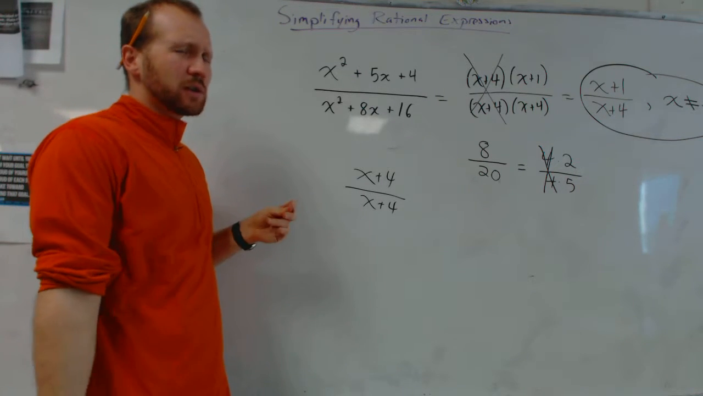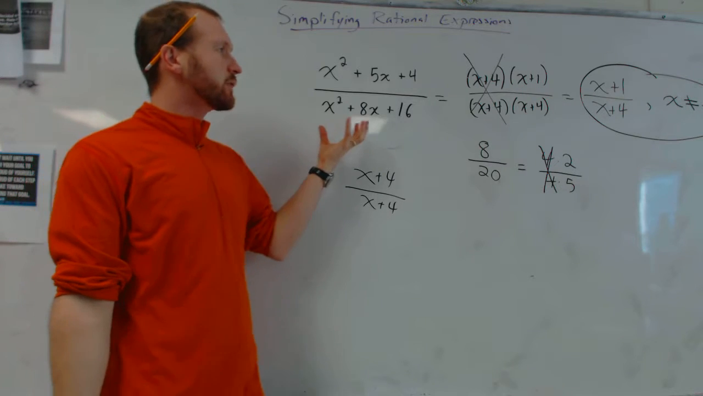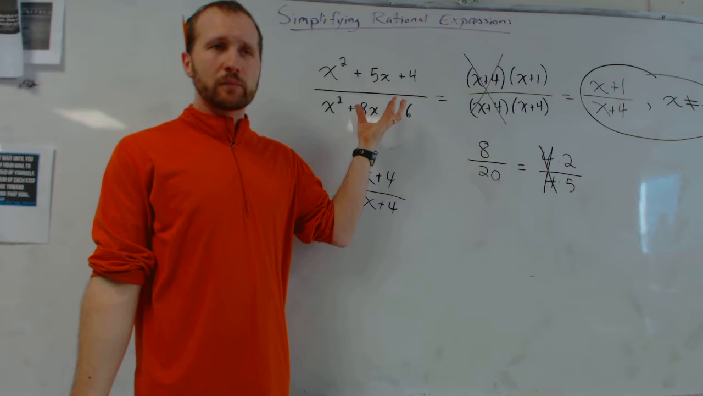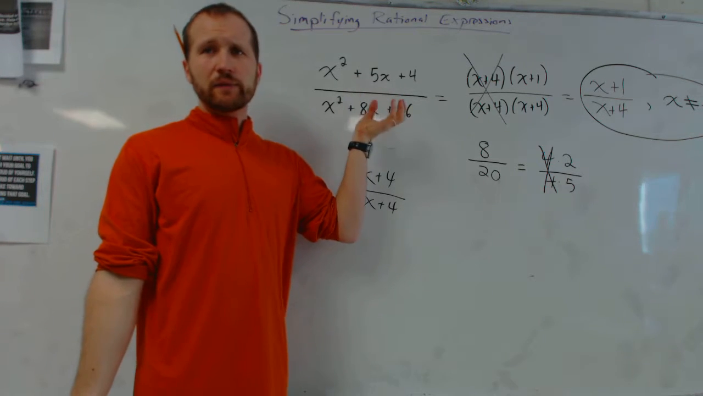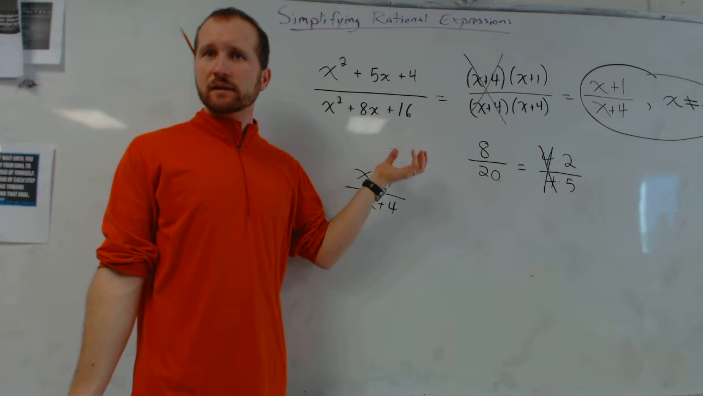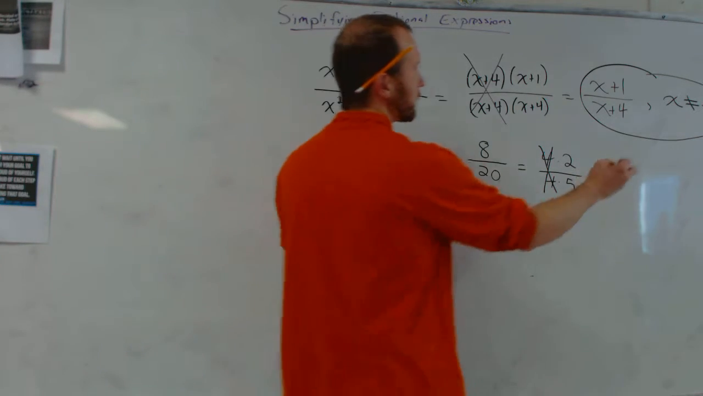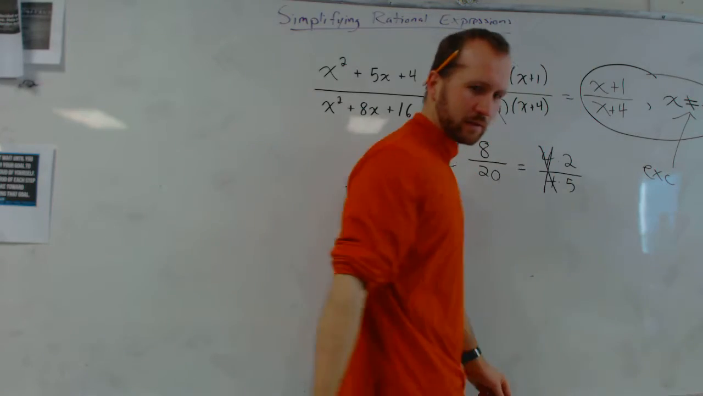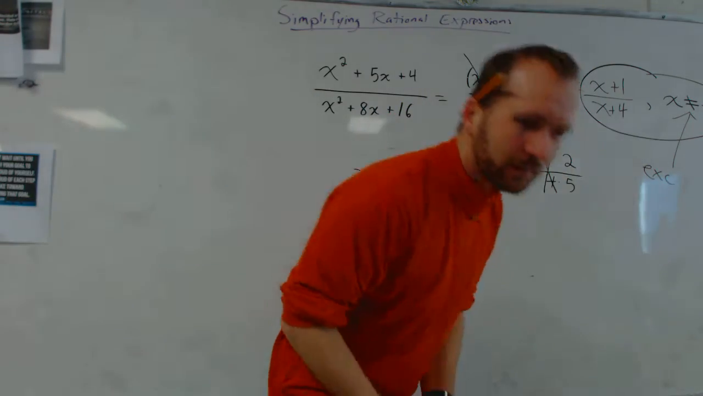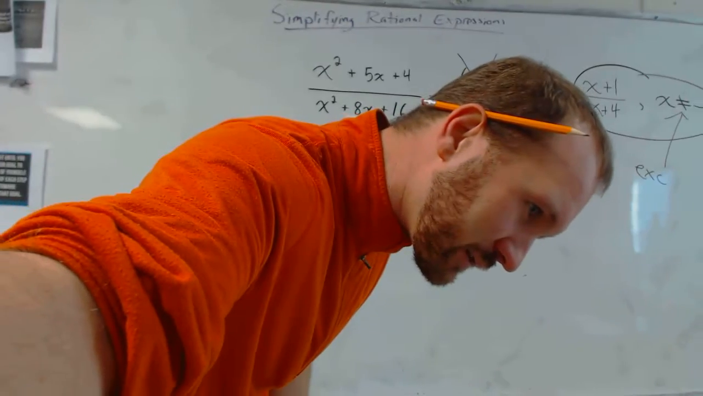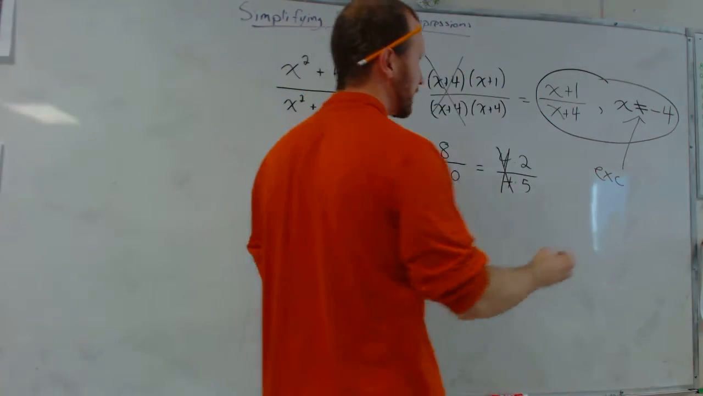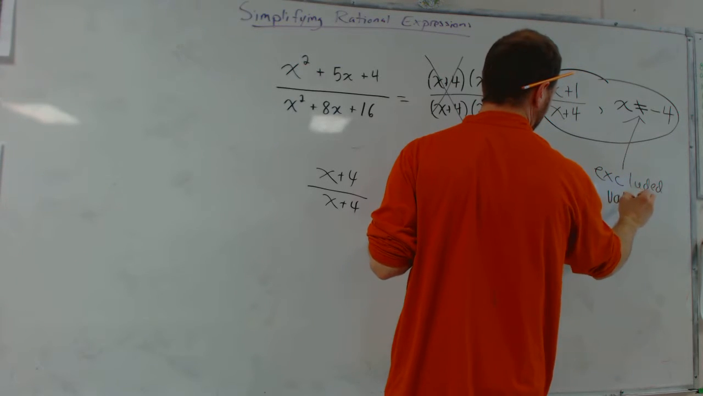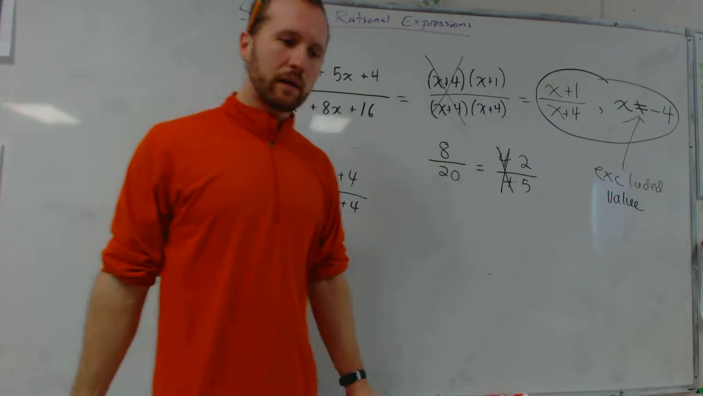Now it depends. Sometimes you'll see different versions of these problems. Sometimes they'll just say simplify this rational expression. Other times they'll say, simplify the rational expression and state the excluded value. So this thing here is called an excluded value. All right?